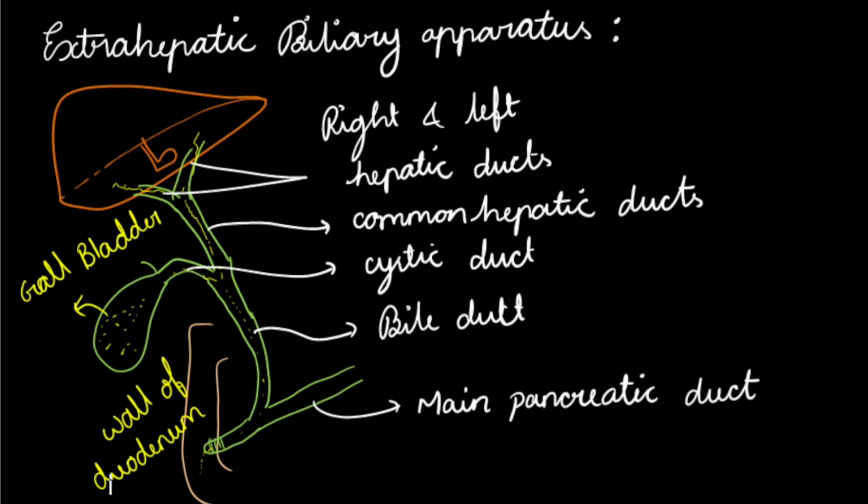Now let us have a quick recap regarding the extrahepatic biliary apparatus. It arises from the right and left hepatic ducts, which arise from the inferior surface of the liver at the porta hepatis. They join to form the common hepatic duct, and from the common hepatic duct there arises the cystic duct. Both the cystic duct and common hepatic duct join to form the bile duct, and while entering the second part of the duodenum, it connects with the main pancreatic duct and enters the second part of the duodenum at the hepatopancreatic ampulla of Vater.